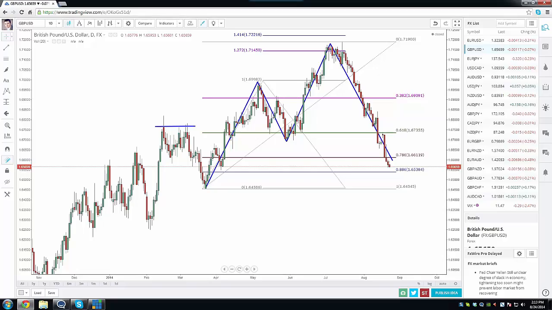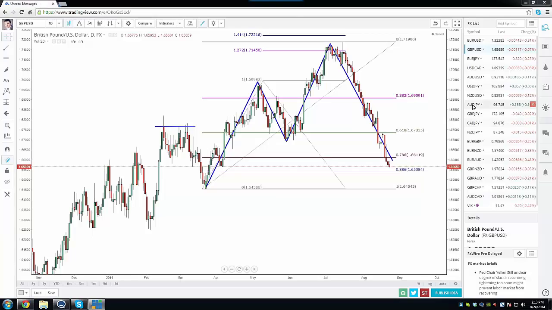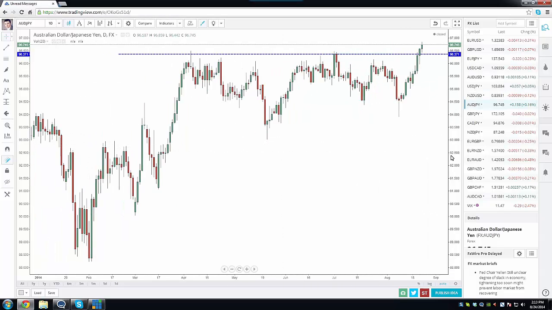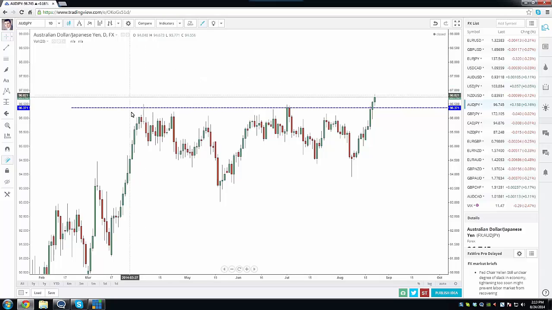There are a couple of other things that I wanted to talk about as well. One of them being USD Canada. Let's look at Aussie Yen first, because with Aussie Yen we had the breakout. I actually lost money on this. Those of you who are in the syndicate know I lost money on this this week.